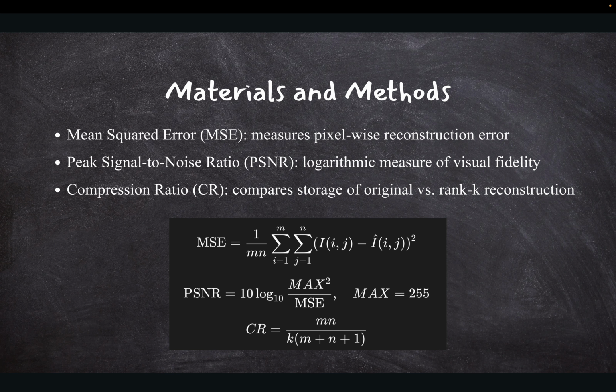MSE, short for mean squared error, measures the average squared difference between the pixel values of the original image and its reconstructed version, representing the cumulative error or distortion. PSNR, peak signal to noise ratio, is an expression of the ratio between the maximum possible power of a signal and the power of corrupting noise that affects the fidelity of its representation.